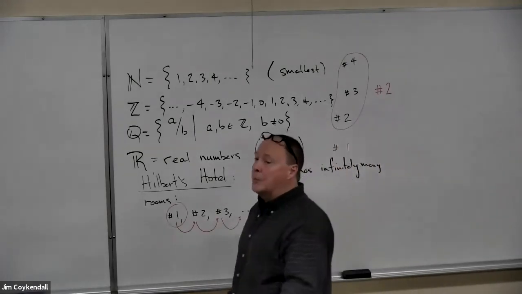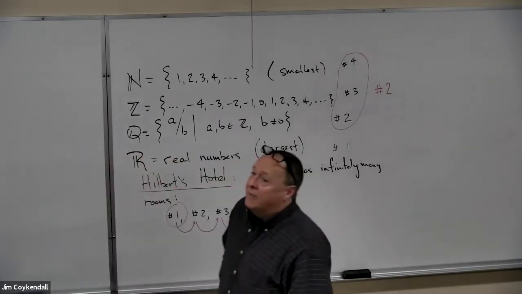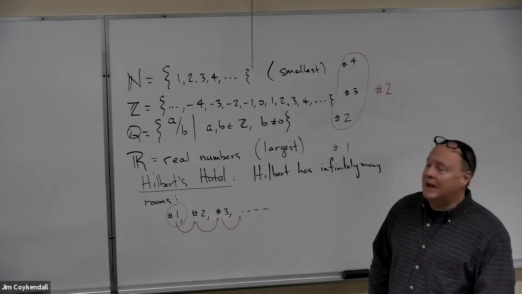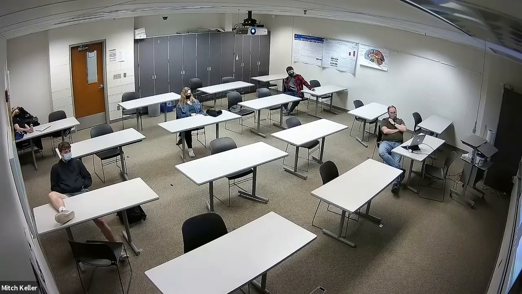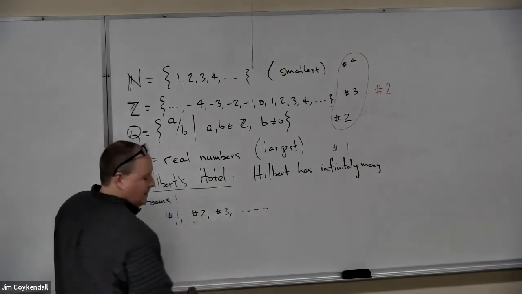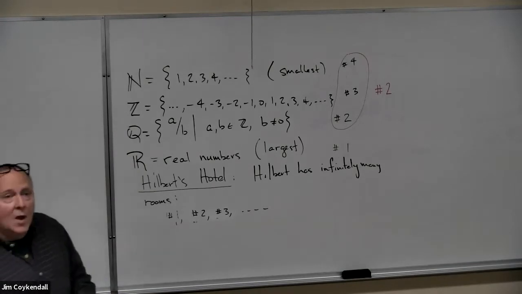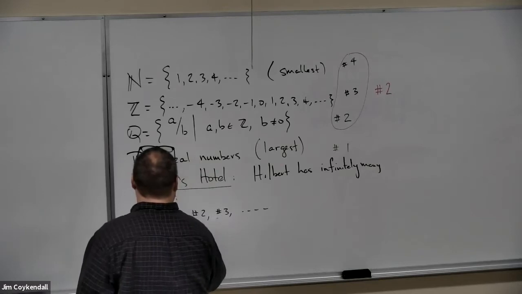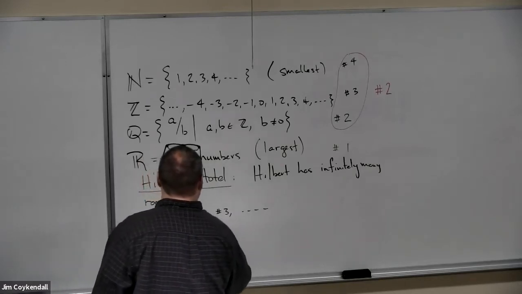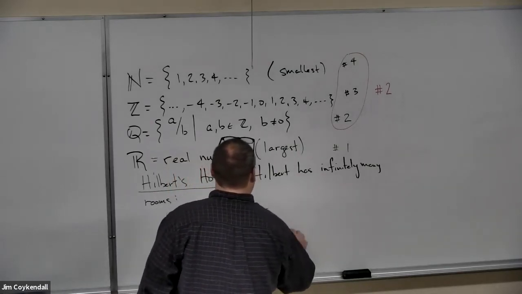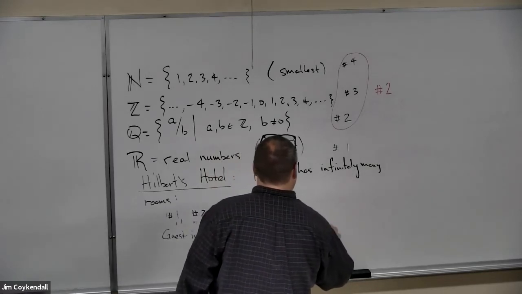Can somebody describe another process where you could have infinitely many rooms? What if infinitely many guests showed up? How could you accommodate that? That one's a little bit different because you can't just shift down the way we did. What if infinitely many guests showed up? You could have every guest in room number N move to room number 2N.